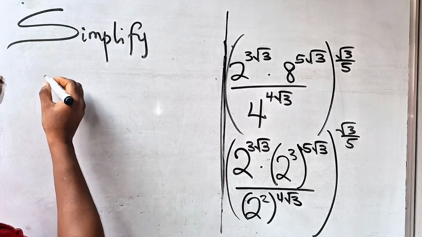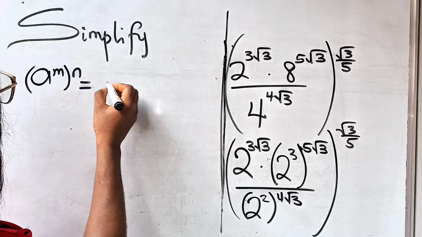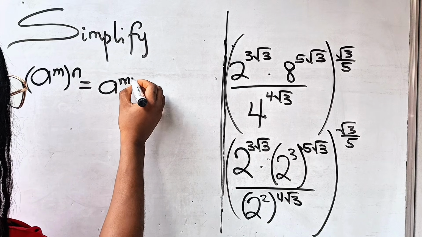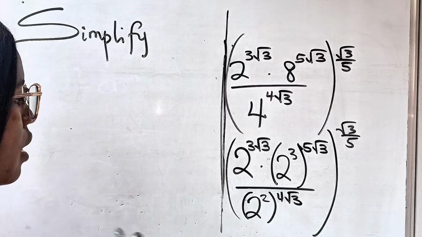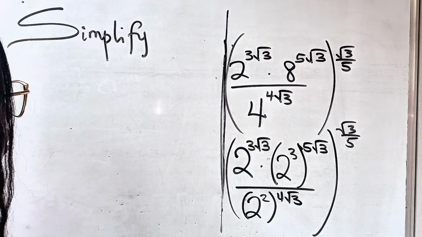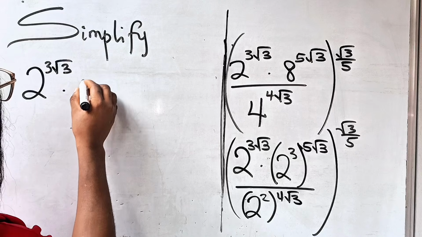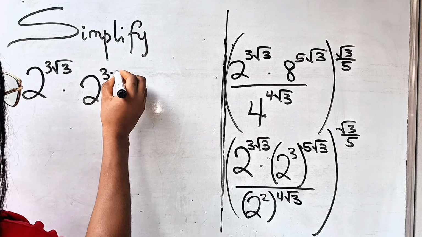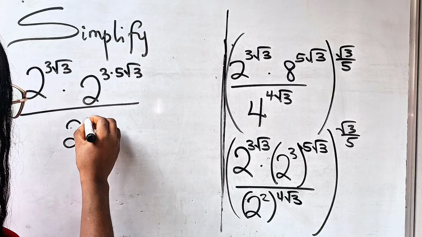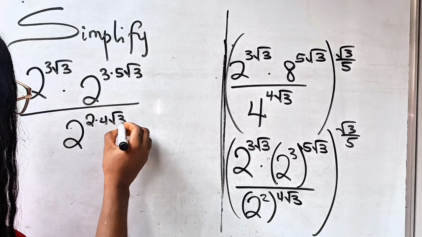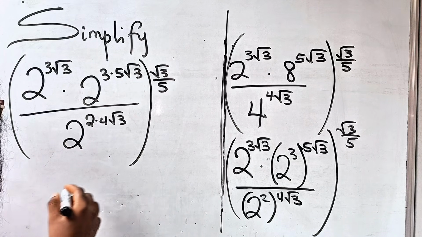Let us recall that a to the power of m raised to the power of n is equal to a to the power of m multiplied by n. Therefore, we can write this as 2 to the power of 3 root 3 multiplied by 2 to the power of 3 multiplied by 5 root 3, divided by 2 to the power of 2 multiplied by 4 root 3. Everything to the power of root 3 over 5.